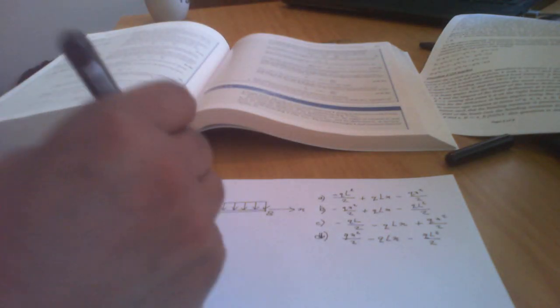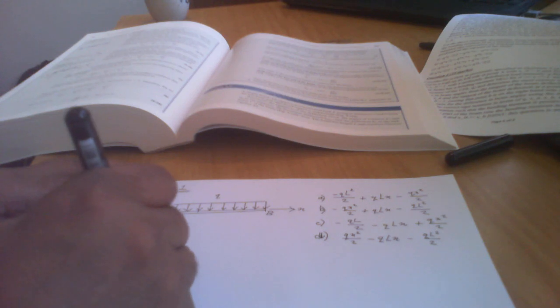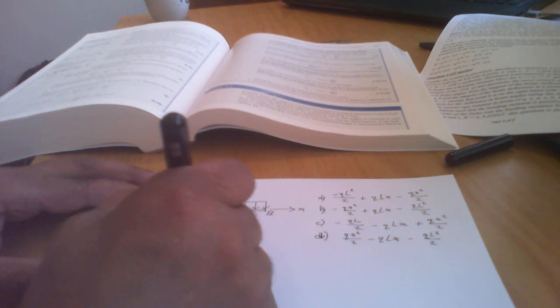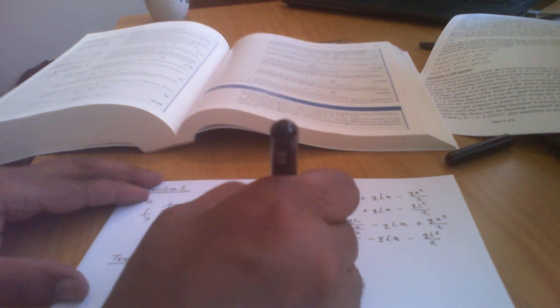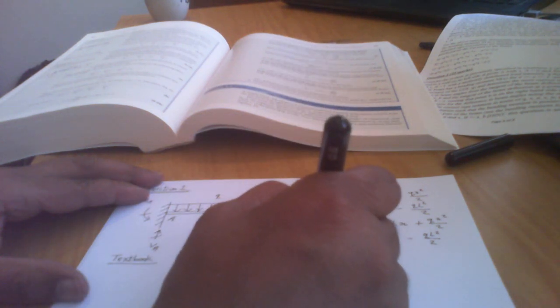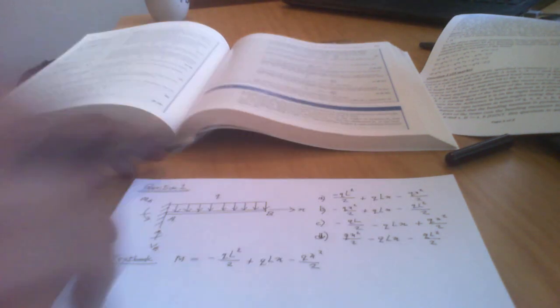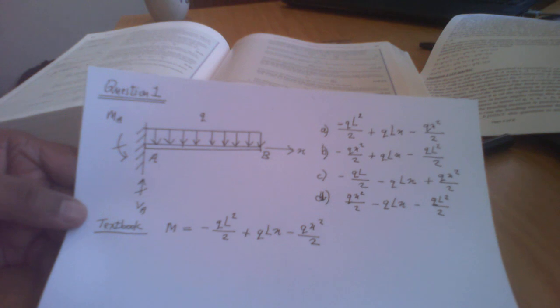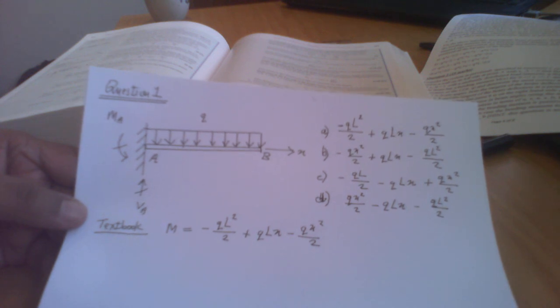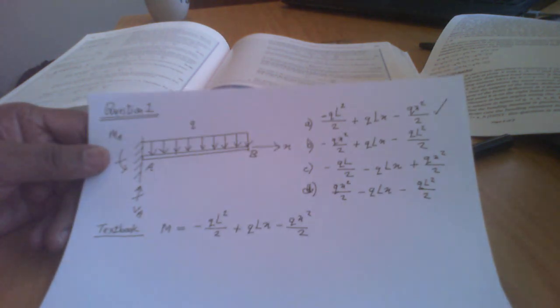So the textbook formula gives the expression for the bending moment as M is equal to minus QL squared over 2 plus QLx minus Qx squared over 2. That's the formula, and referring to the options A, B, C, D, comparing the terms, the correct answer would be option A. And that is the end of question 1.